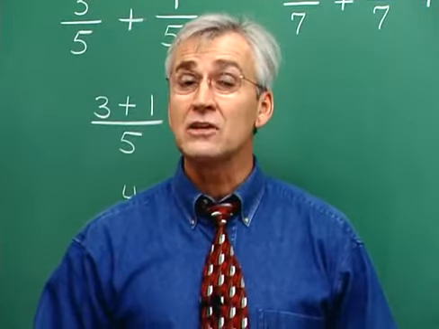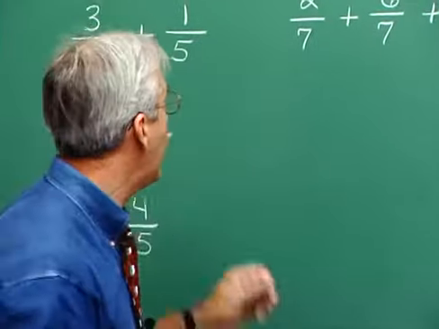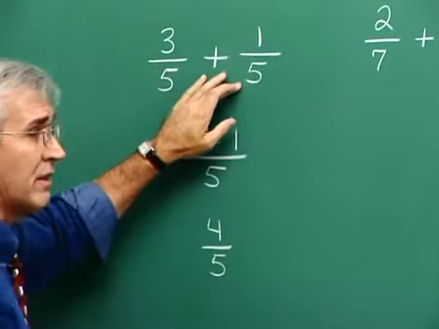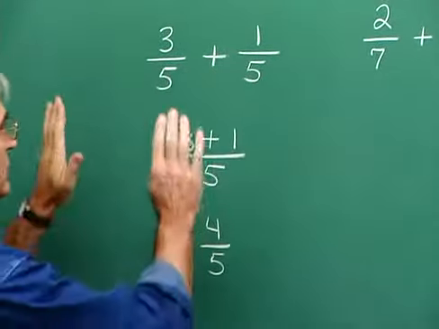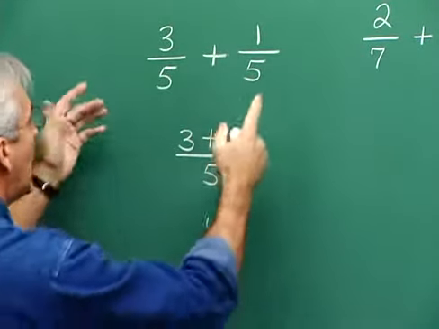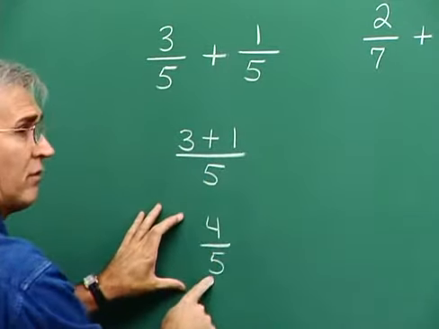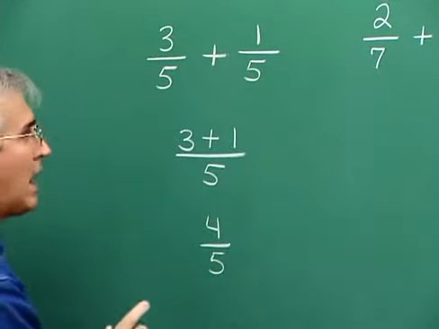Fractions can be easily added when they have common denominators. For example, if we're adding 3/5 plus 1/5, all we need to do is add the numerators when we have common denominators. That is, our answer here is found by adding the numerators for a total of 4/5. Now let's talk about why that is the case.